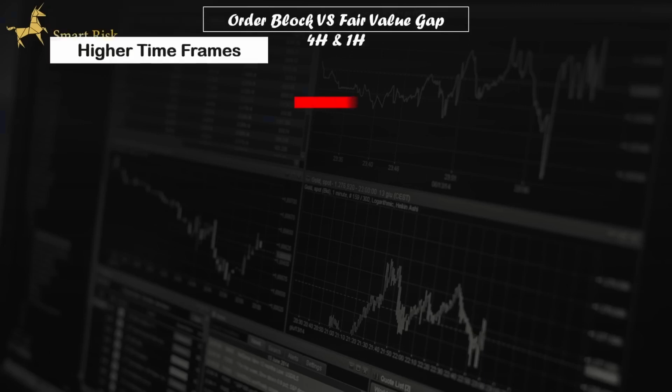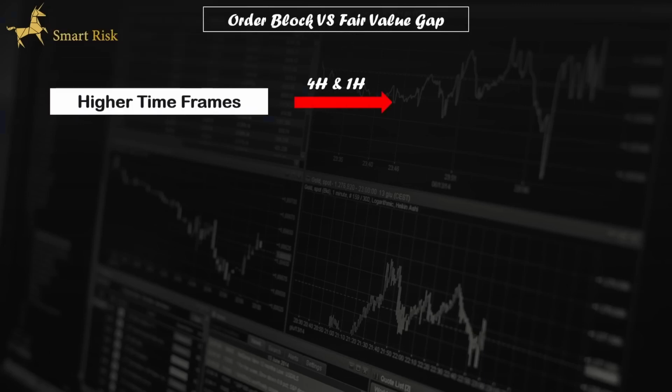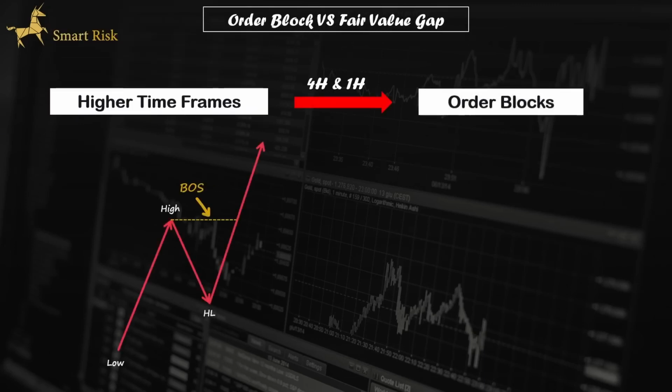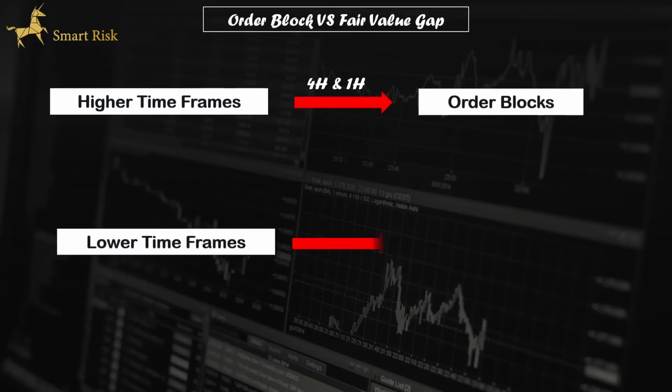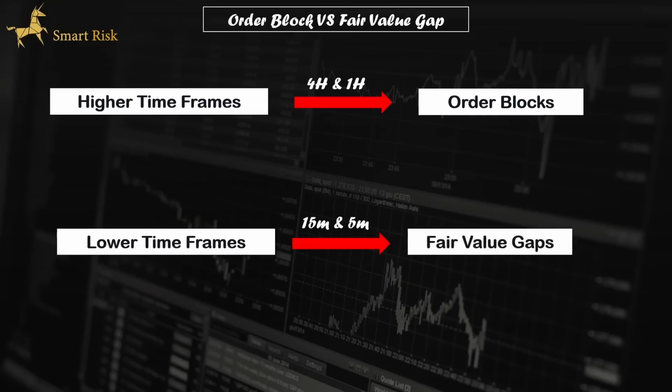So in the higher time frames like 1 hour or 4 hour time frame, the price is more likely to respect the order blocks rather than the fair value gaps. On the other hand, in the lower time frames, price is more likely to respect the fair value gaps rather than order blocks located at the extreme areas.